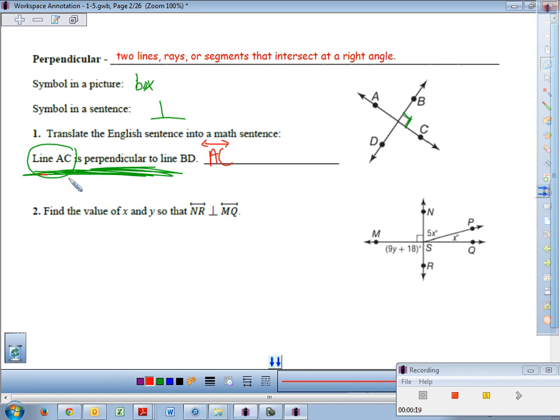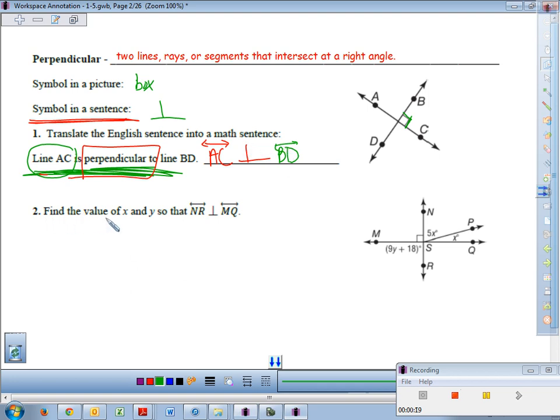Then is perpendicular to. So this is a sentence, correct? We need the symbol in a math sentence. Should we put the right angle box or should we put the upside down capital T? Boom. And then line BD comes next. That's pretty simple. So that right there is taking the English sentence of line AC is perpendicular to line BD and putting it into straight, old math symbols right there. Cool?